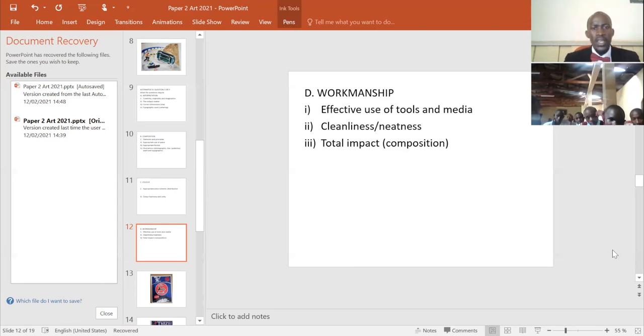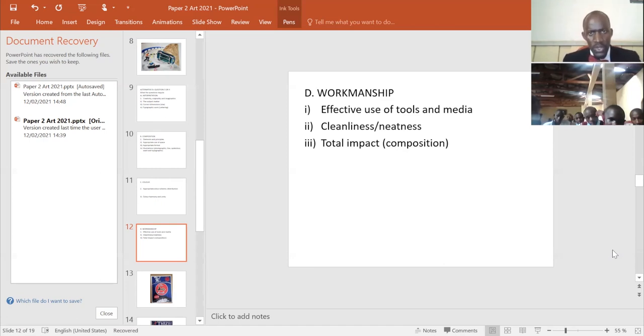Then, using mark pens and any other type of pen that smudges the ink on your work, the bit of cleanliness and neatness will not appear. So you must be able to handle the color appropriately and use the brush in an appropriate way to maintain the standards of cleanliness and neatness in your work. That comes under workmanship.